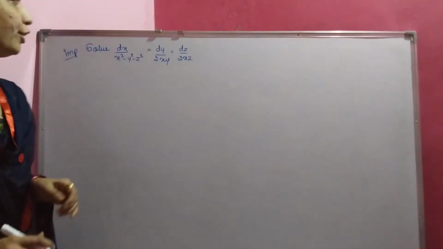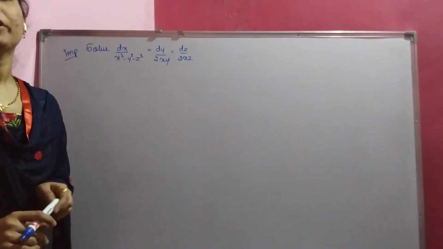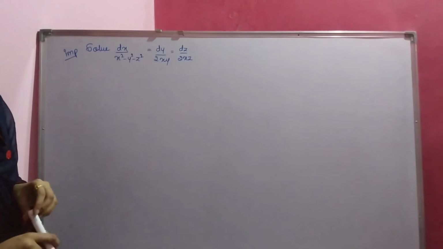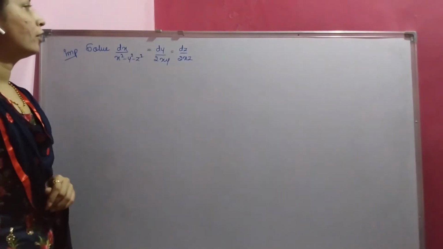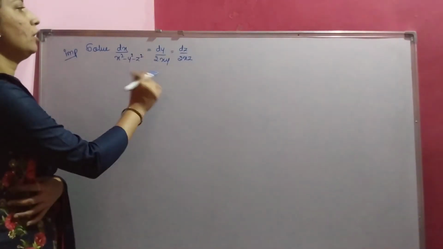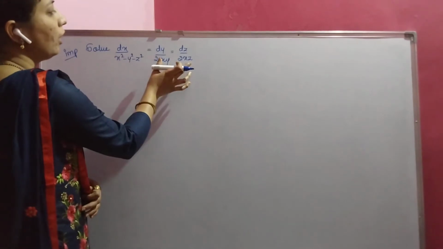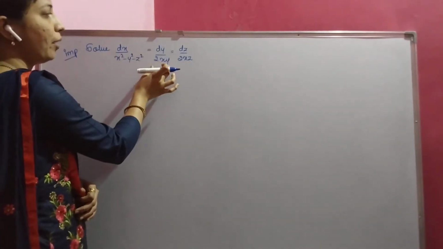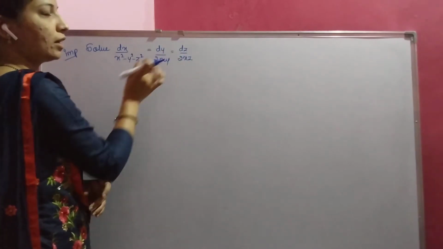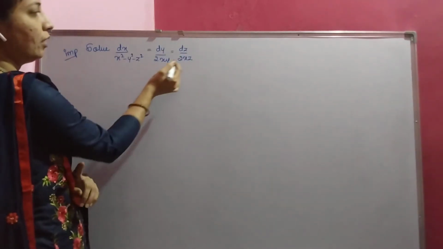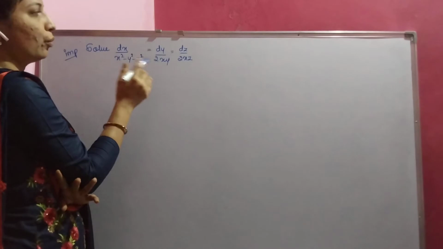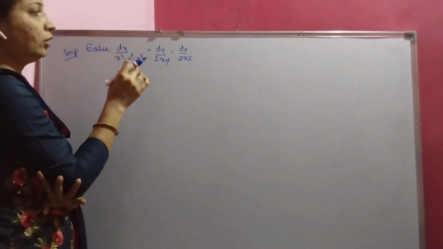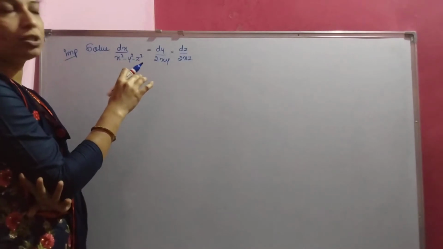Hi students, in this video I am going to solve some more examples on simultaneous differential equations by using the method of multipliers. First we consider dy upon 2xy is equal to dz upon 2xz. The term 2x gets cancelled, so y with respect to y and z with respect to z, on integrating we get one solution.